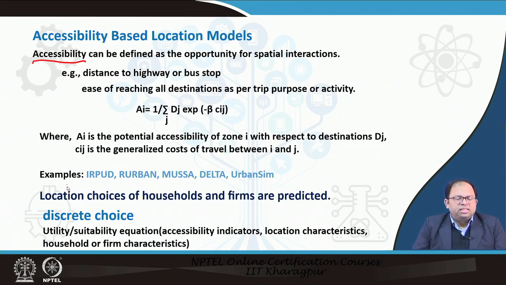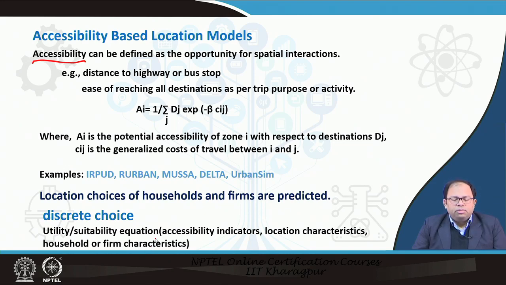And as we discussed, accessibility based location models predict the location choice of households and firms, and this is done using discrete choice. That means using the concept of discrete choice, which we discussed in the previous lecture, we said that it depends on the utility or suitability of a particular area compared to the utility of all other areas, or all other choices. So here the same concept is utilized, but one of the suitability parameters is of course accessibility.